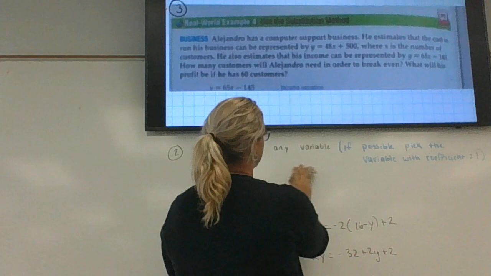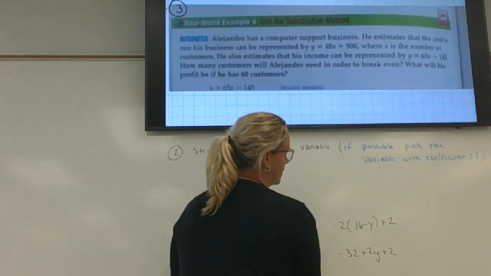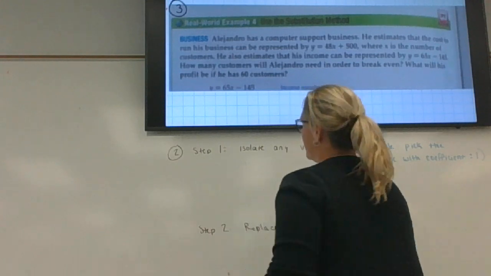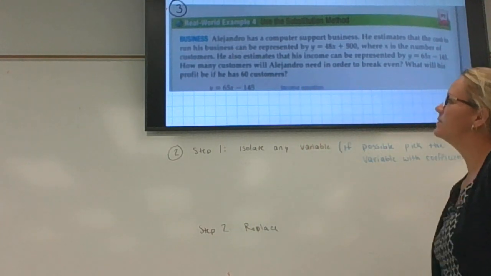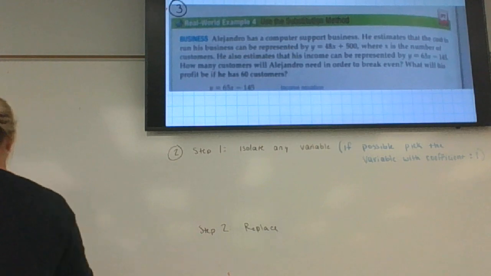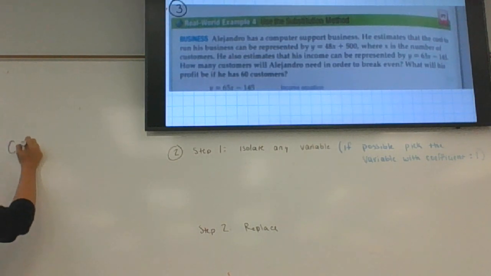This is straight out of page 138 of your book. It's a business application problem. Alejandro has a computer support business. He estimates the cost to run his business is y equals 48x plus 500. That's a lot, to run a business?